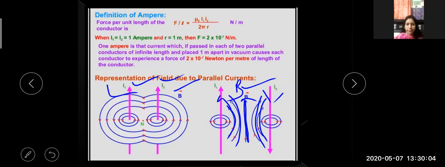So the effective magnetic field due to current through two long linear parallel conductors carrying current in the same direction is as shown in this figure, and in opposite direction as shown in this figure, right? So the pattern of magnetic field indicates a force of attraction between two parallel conductors carrying current in the same direction, and a force of repulsion between two parallel conductors carrying current in opposite directions. So I hope you are getting my point.